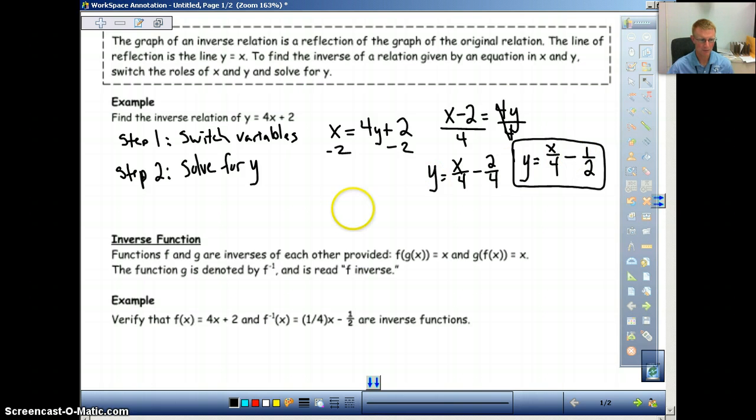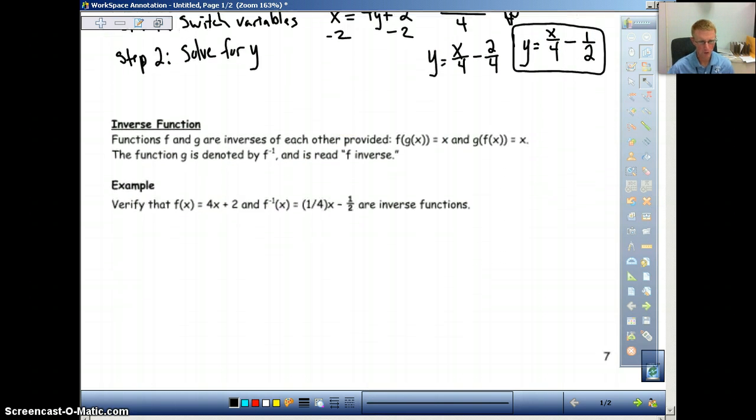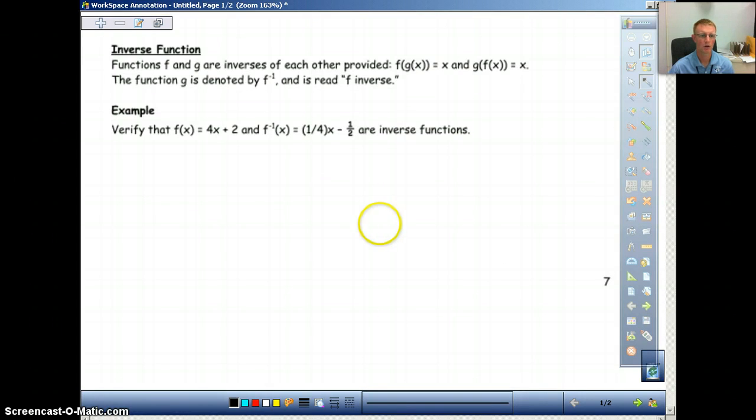Now when we're talking about functions, we have just found out that 1/4 x minus 1/2 is the inverse relation. We're dealing with functions here, and basically we can find whether two functions that we have are actually inverses of each other. We know that these are inverse relations of each other because we just did it. So here, let's read this.